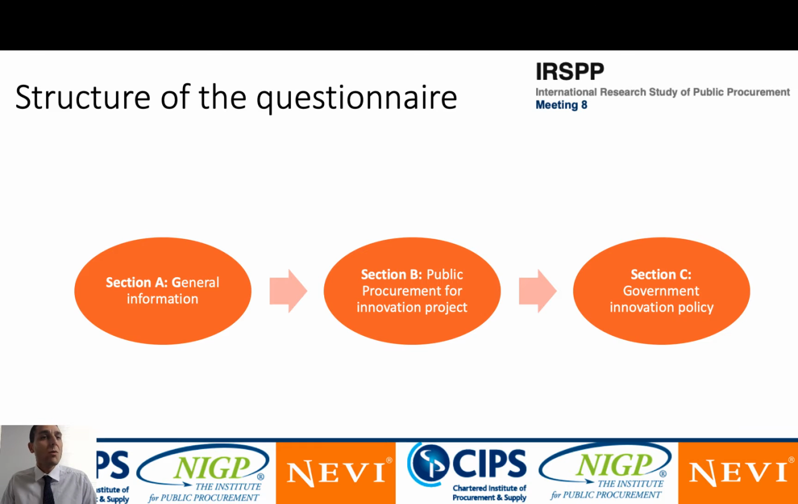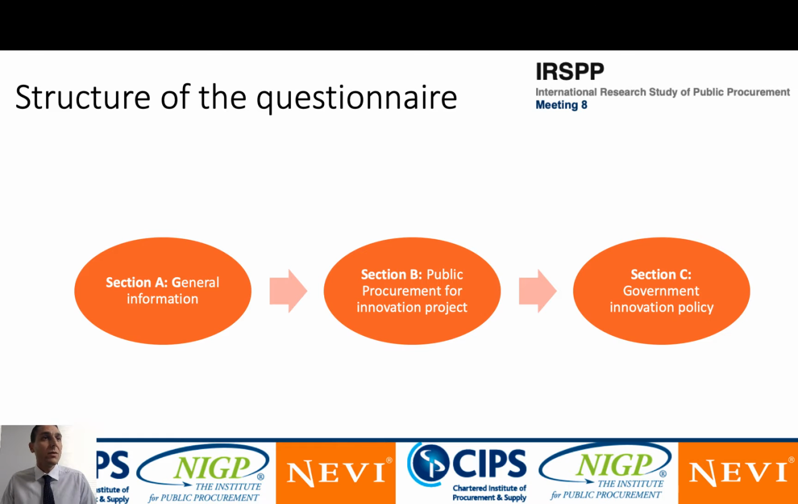As you may remember, we have a first section that was focused on collecting general information about your institution, your respondent, the procurement organization, and the overall characteristics of the public procurement project. Then we have a section that was more focused on understanding the characteristics of how the procurement project for innovation was managed, and a final section which asks you to shed more light on your understanding about the innovation policy in public procurement at your institution level and, generally speaking, at your country level.